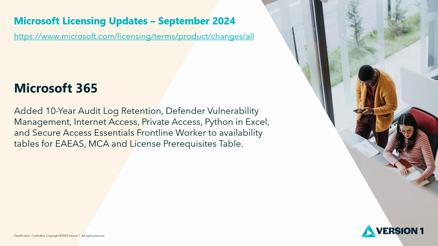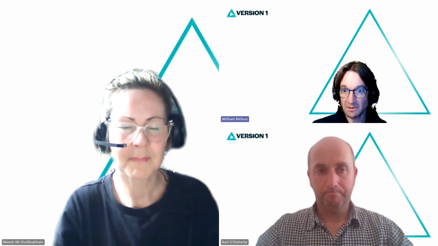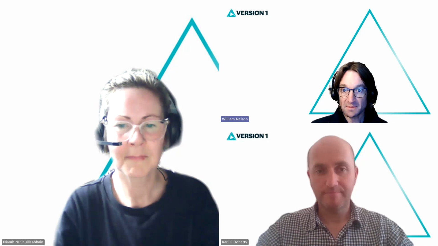Yeah. So they've just added some new licenses to the availability tables and prerequisite tables. So mainly security. They've added a 10-year audit log retention product, as well as Defender vulnerability management, internet access and private access, and secure access essentials for frontline workers. So these are all just additional product lines that sit within the EA and MCA license prerequisites table.